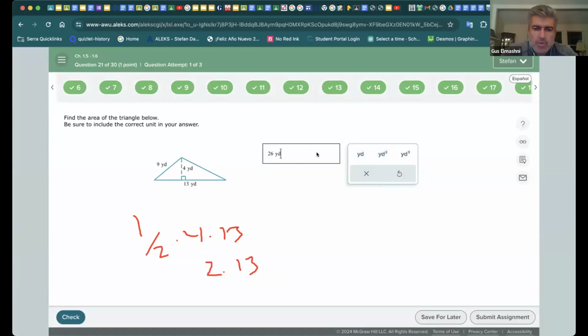Oh, you gotta put yard squared. Get rid of the other yard. Okay, let's move on.